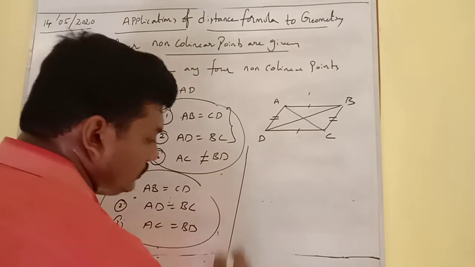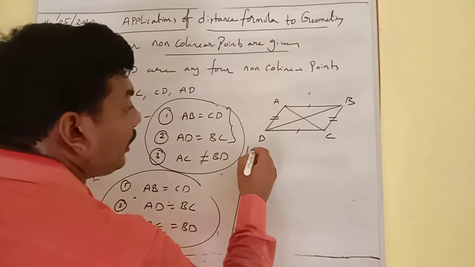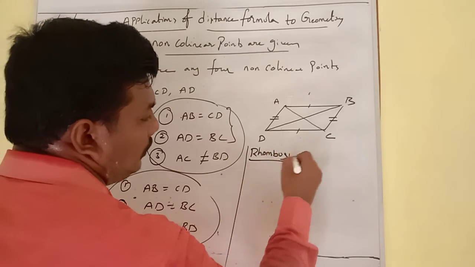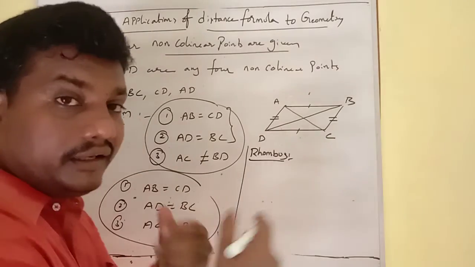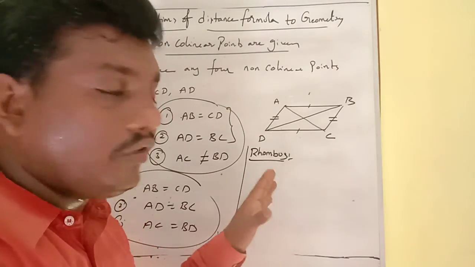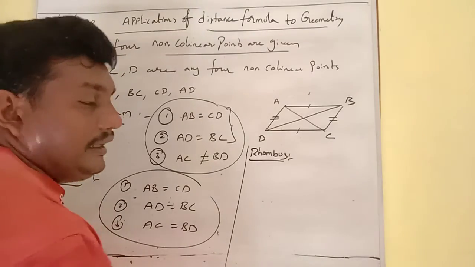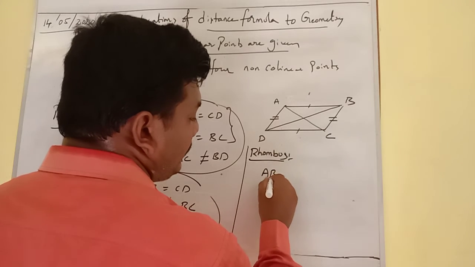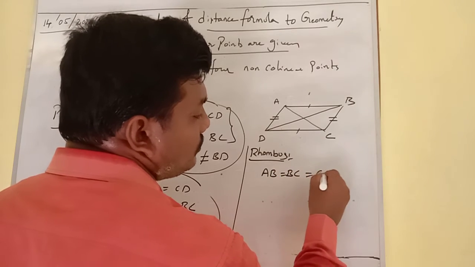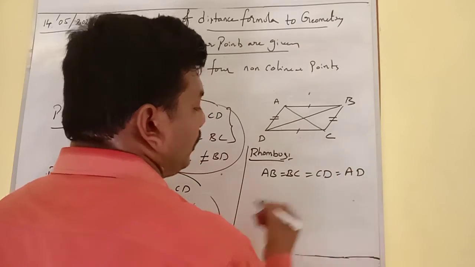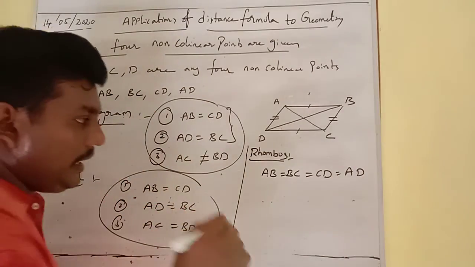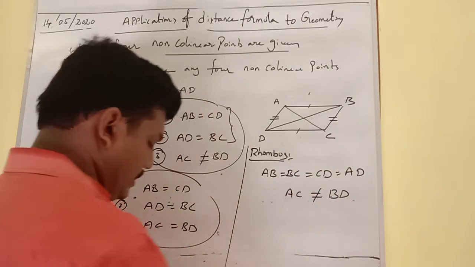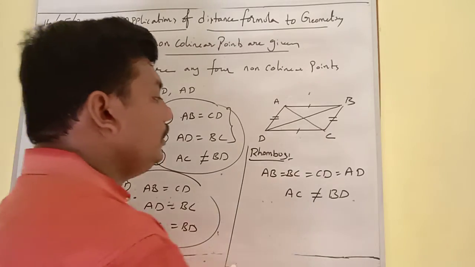Next, you have to see the square. First we have the rhombus. So how do you know whether the given quadrilateral is a rhombus or not? To check, we have to find all the sides. AB is equal to BC is equal to CD is equal to AD. All 4 sides are equal, but the diagonals are not equal. AC is not equal to BD. This is about a rhombus.